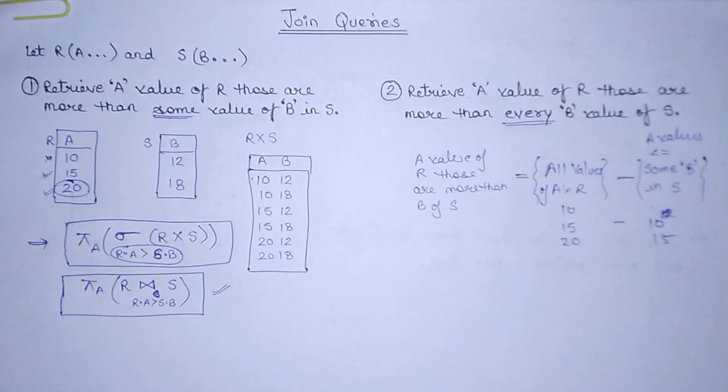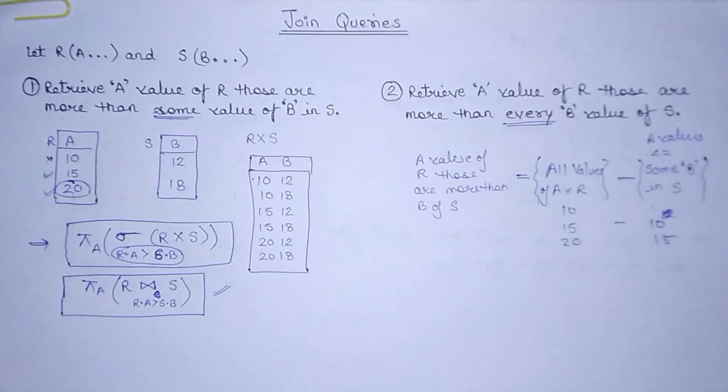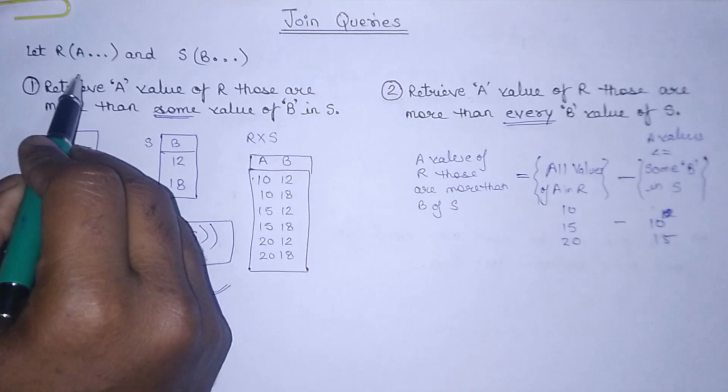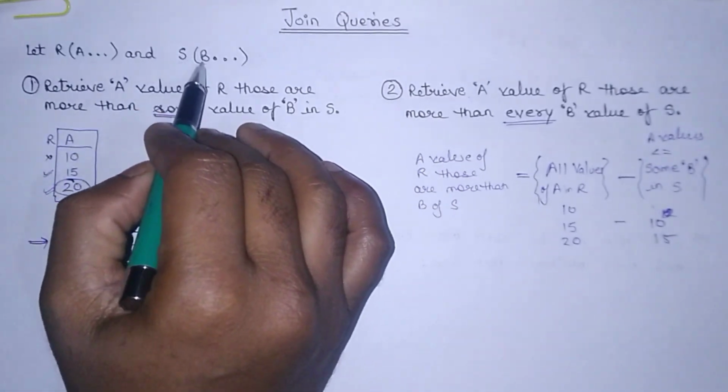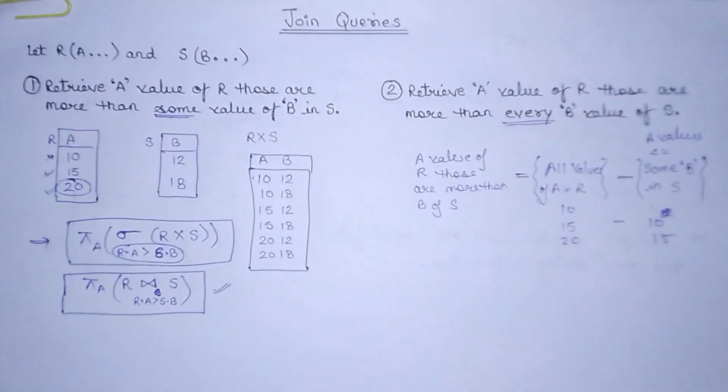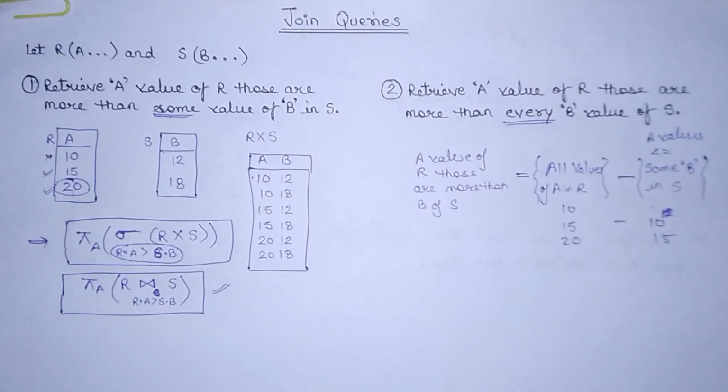This kind of question is frequent in GATE. So without wasting time, let's try to understand these two queries with the help of an example. You can see that I have a relation R with attribute A and some more attributes which are not required here, and S with attribute B and some more attributes. I will work on the A and B attributes only, because no other attributes are required.